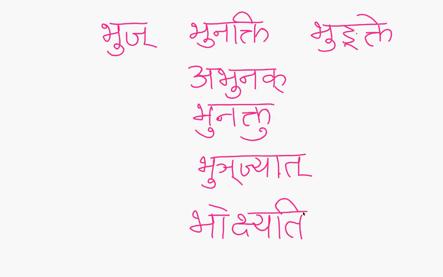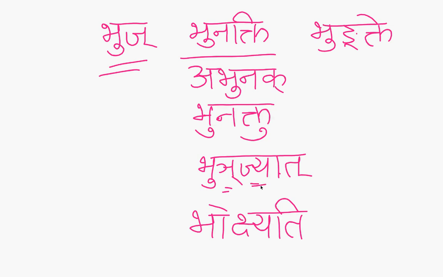Bhokshati. So now again, you see here, what is the pattern for the four lakaras: bhunakti, abhunak, bhunaktu, bhunjat. And then bhokshati. So what is happening here? Let's take this one. Bhuj is changing to bhunakti, and abhunak, bhunaktu, bhunjat. Again, na is here. So this nakara, or some sort of nasal sound, is coming. Actually, na only.